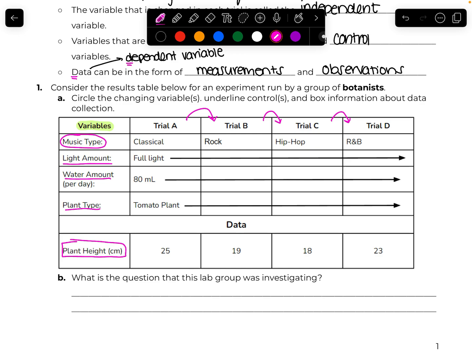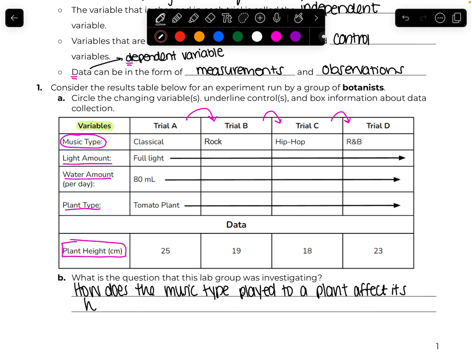Okay, hopefully you said something along these lines. How does the music type played to a plant affect its height?